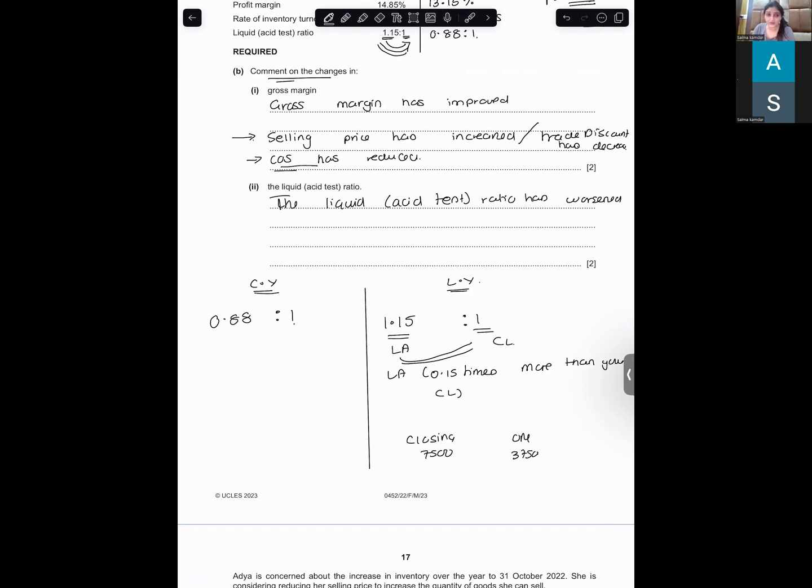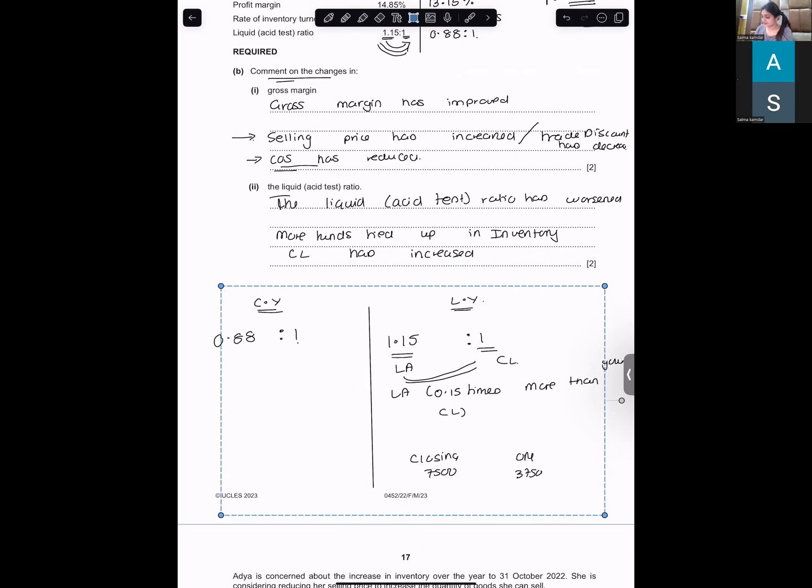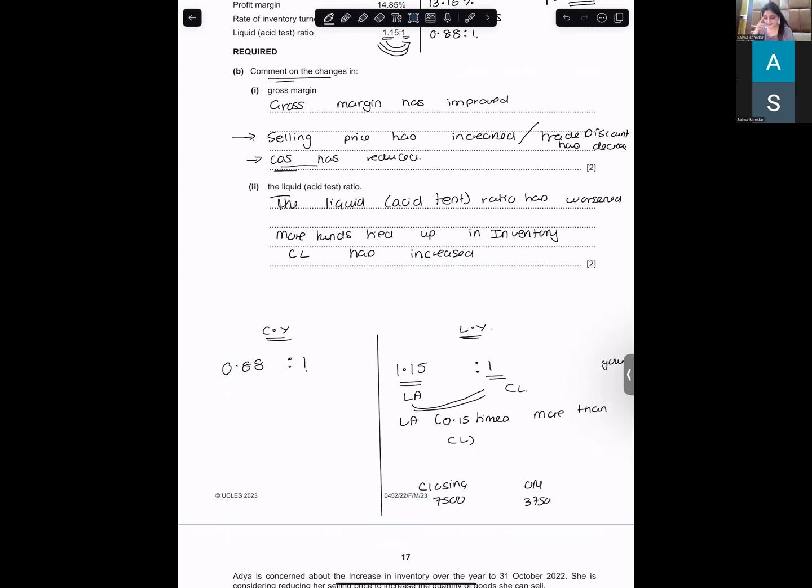So what could be the reasons? More funds tied up in inventory. What could be the reason for the decrease in the liquid ratio? Current liability has increased. Miss, what's the first point you wrote? More funds tied up in inventory. Current liabilities have increased, or you could say a decrease in current assets.